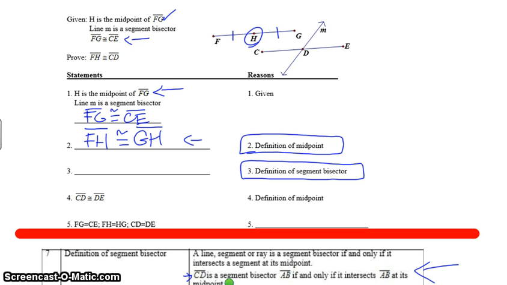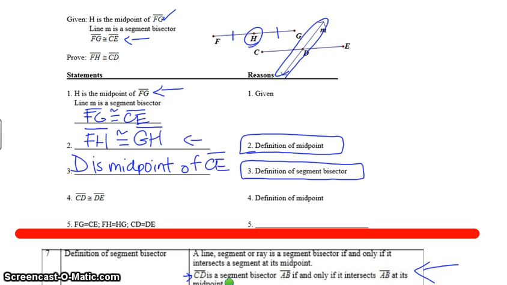So what else did they give me? Where did they say segment bisector? Line M, which is this line, is a segment bisector to line CE. What does that tell you? That tells me that D has to be the midpoint of CE. That's all it tells me. I can't use the things I know to say anything else. All I can use is that the definition says if I know something's a segment bisector, it tells me something's the midpoint, and vice versa.